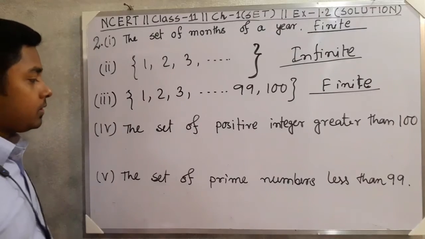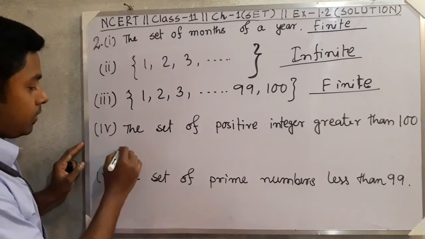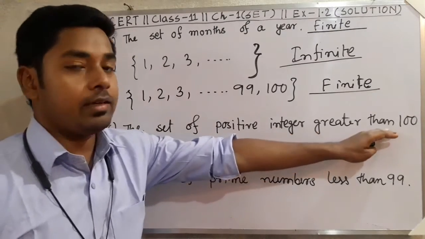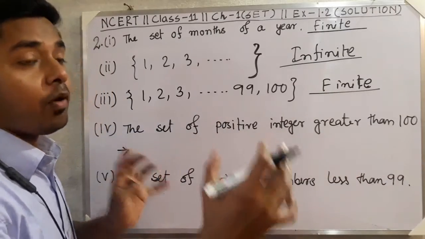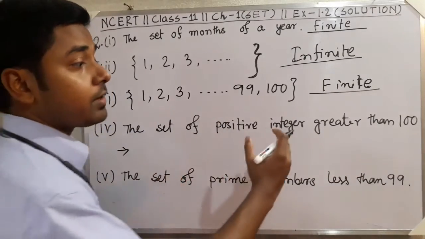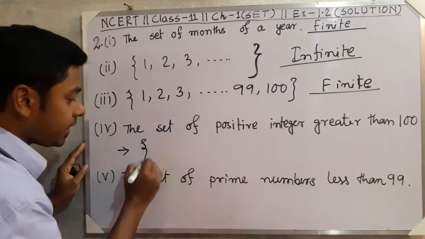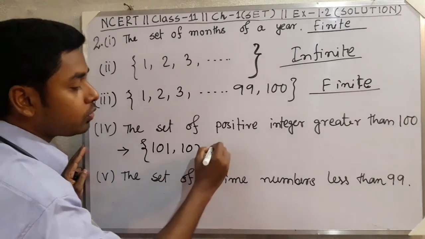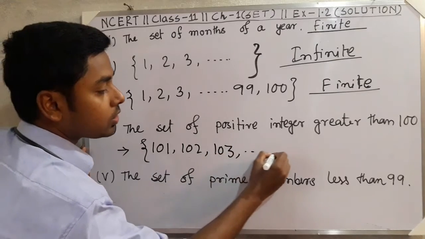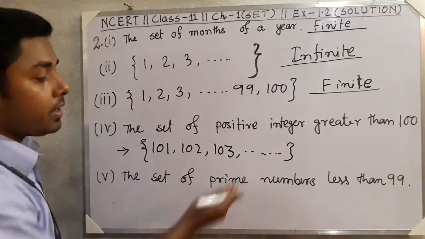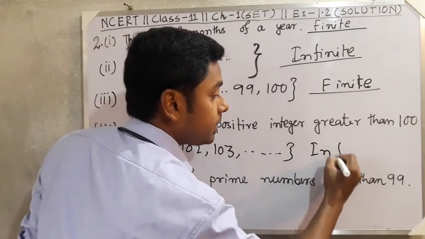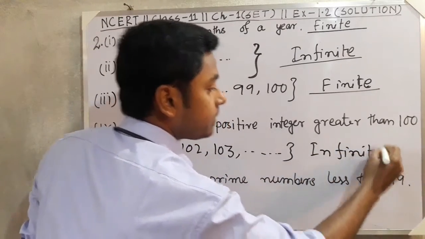Okay, now question number 4. What is the question asking? The set of positive integers greater than 100. We have to make a set of positive integers that are greater than 100. Greater than 100 means we start with 101, then 102, 103, and it keeps continuing. So it does not have an ending point. So it is an infinite set.